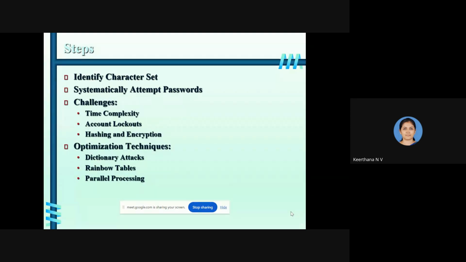So what are the challenges involved in brute forcing passwords? The first thing is time complexity. The second thing is account lockouts. The third thing is hashing and encryption.